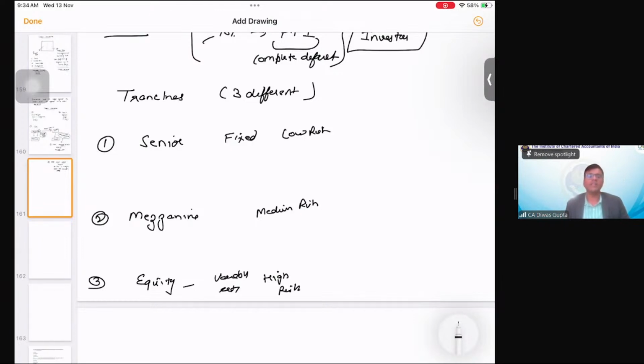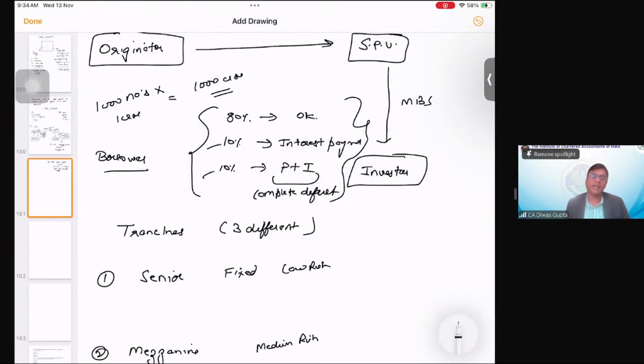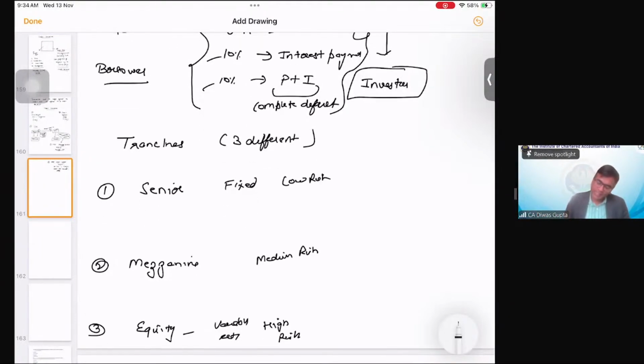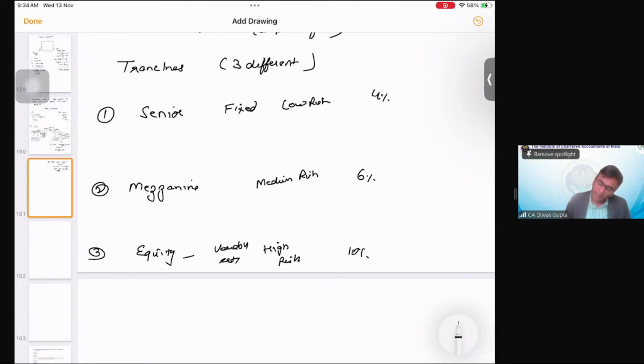Clear? So equity will see very high risk, right? Because any changes in the return, or if let's say any borrower is not able to pay directly, equity will face the burden, right? So let's say here the return is fixed as 4%, 6%, and 10%. But this 10% comes with a caveat of default. In case anyone defaults, then equity will bear this.